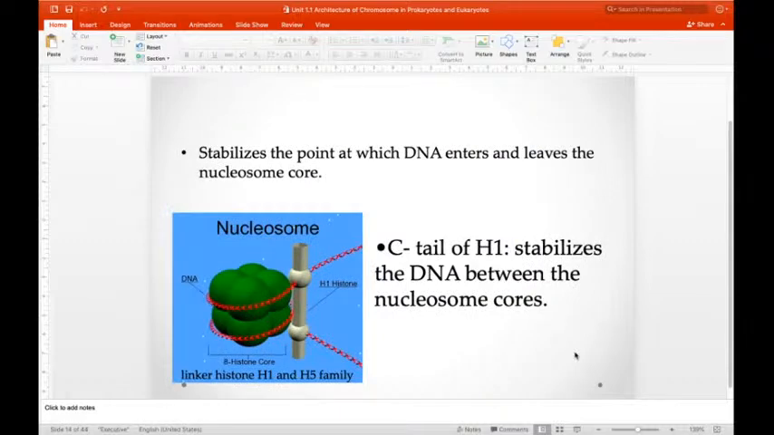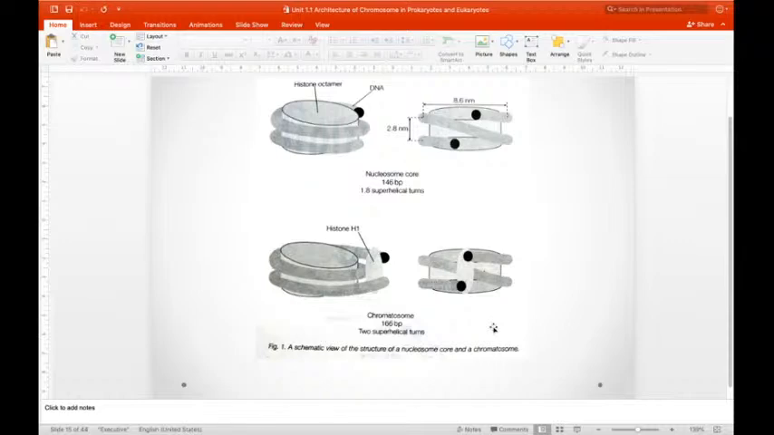And further, this stabilizes the points at which DNA enters and leaves the nucleosome. So the nucleosome is the reason everything is stabilized. The C-tail of H1 stabilizes the DNA between nucleosome cores. This is shown in a different diagram.